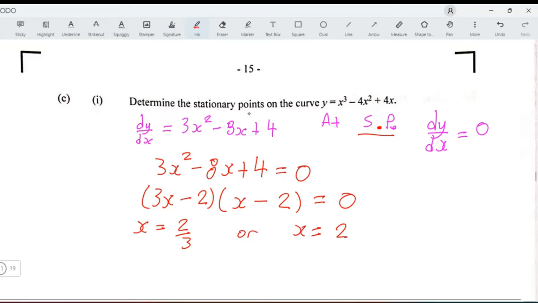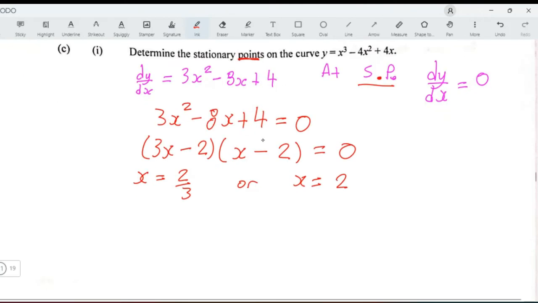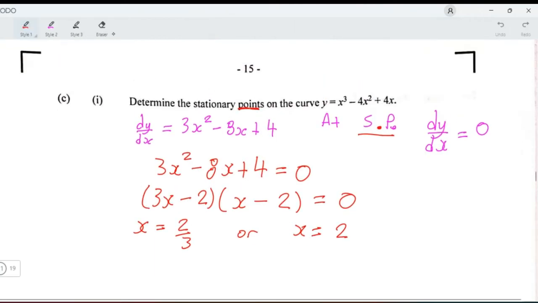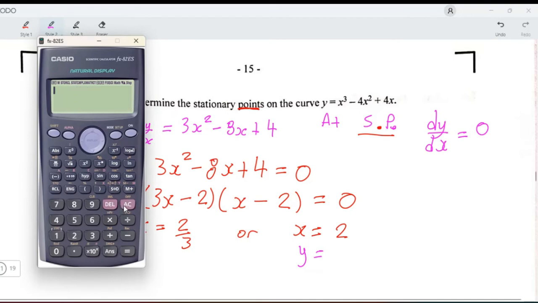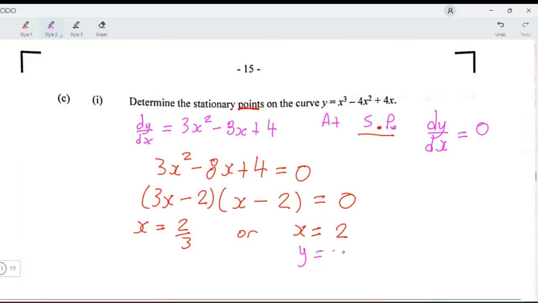But remember they said determine the stationary points. So they need points. When you need a point, they need the x and the y value. So to find the corresponding y value, you're going to insert the x into the original equation. Inserting the x in the original equation for y, 2 cubed minus 4 times 2 squared plus 4 times 2, that gives us 0 when x is 2.